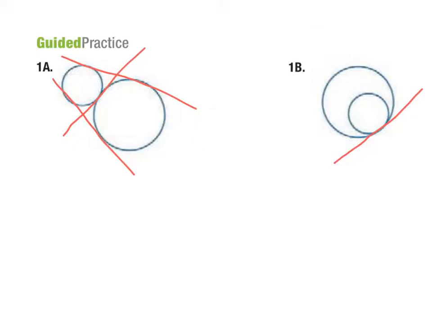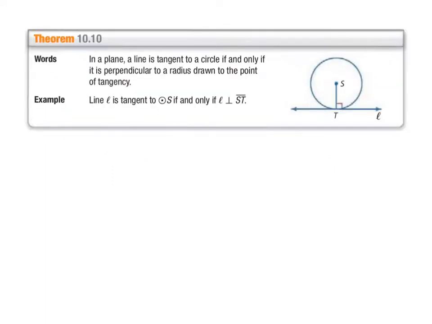Okay, so now that you know what a tangent is and you've had some practice drawing tangents, now we're going to learn a theorem about tangents. This is the only theorem that we're going to do today, and it says in a plane, a line is tangent to a circle if and only if it's perpendicular to a radius. If you were to draw a radius from the center of the circle to the tangent line, then it would be perpendicular. So that is a theorem. We're going to use this theorem to solve some problems.